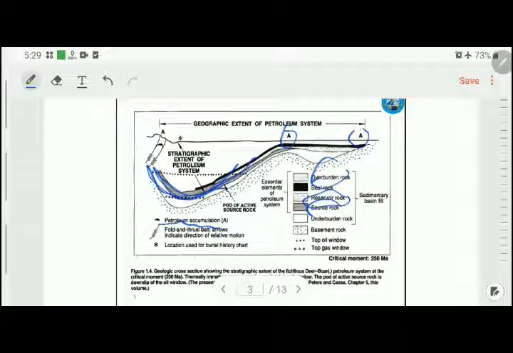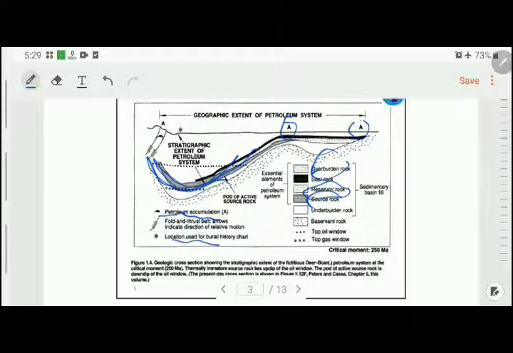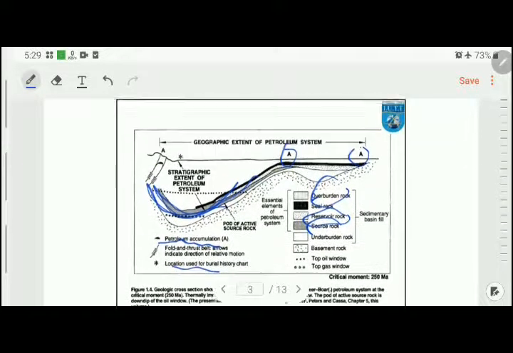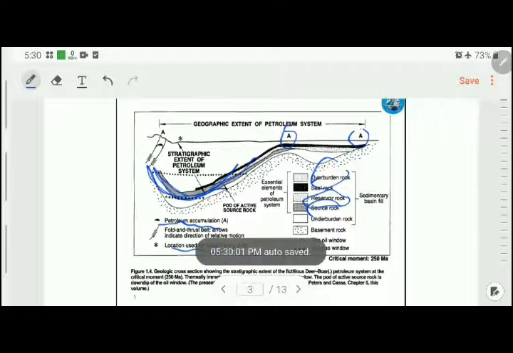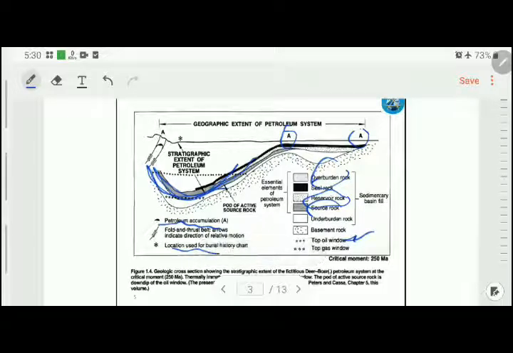So it can also be the location used for burial history. And we have here the top of the oil window, as it is called, which is just like this. And the top of the gas window, which is the start of the gas area in this chart.